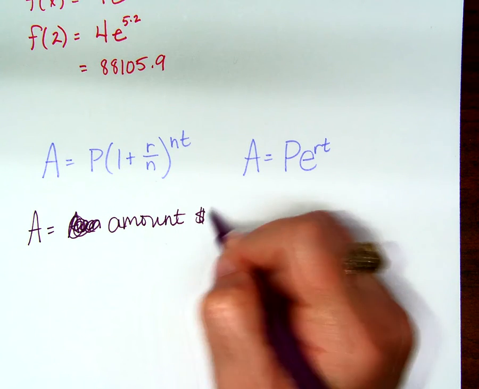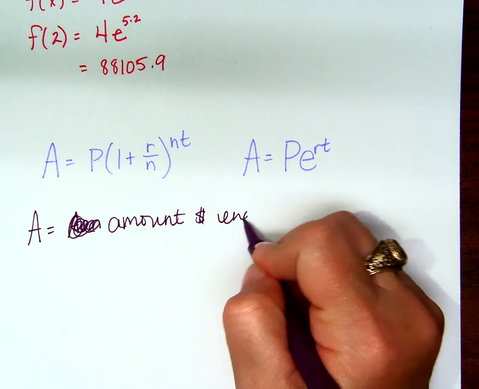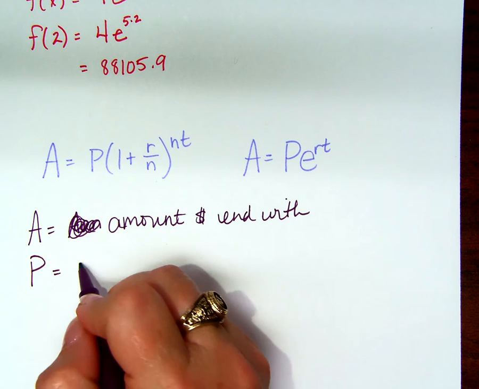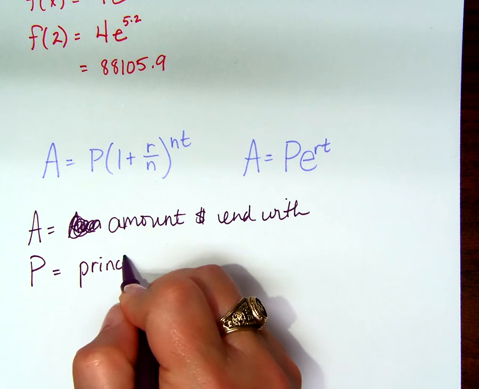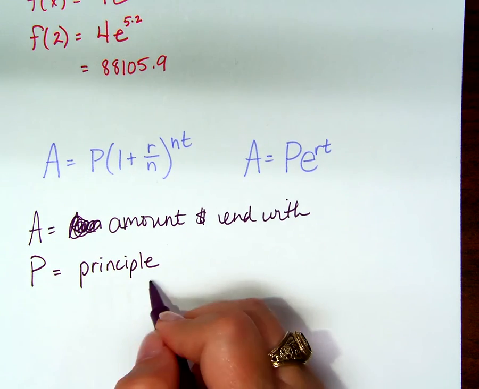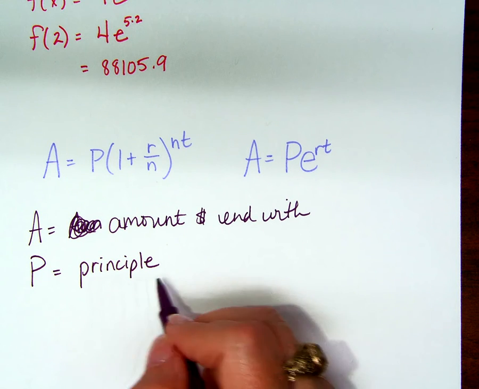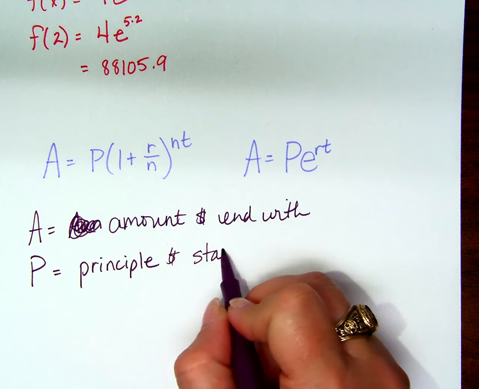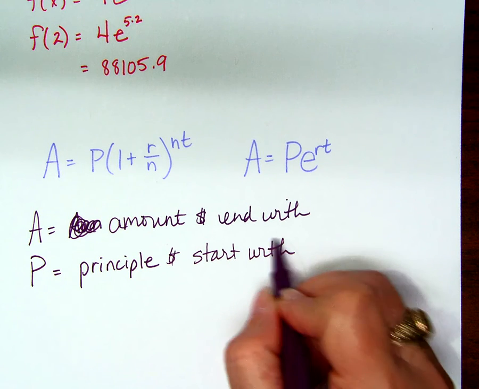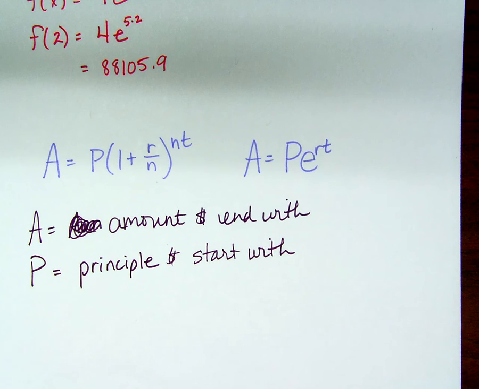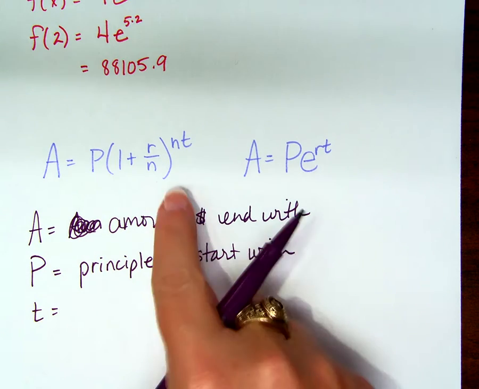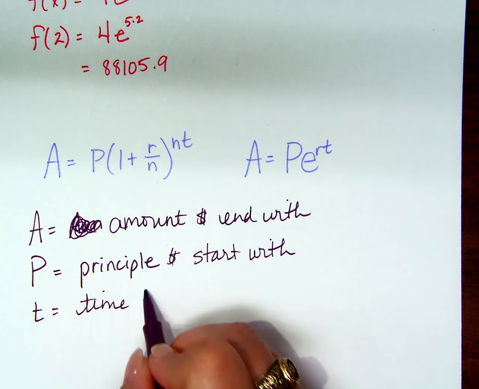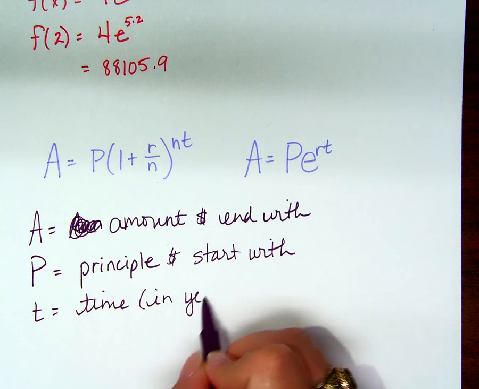Amount of money or amount that you end with. And P is the principal. Not like Mr. Wilson, the principal, but the principal, like amount of money. It's the money that you start with. Okay? T in both formulas means the same thing, and it means the time. And typically, it's in years.